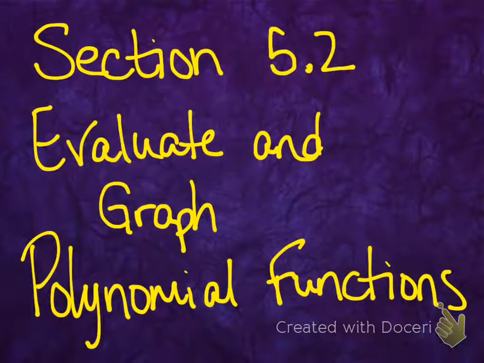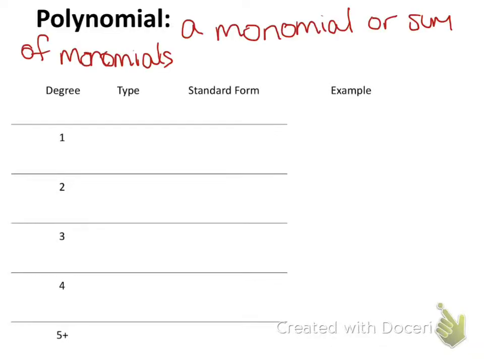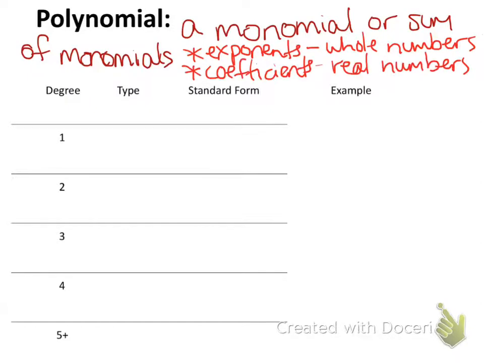Section 5.2, Evaluating and Graphing Polynomial Functions. So a polynomial is simply a monomial or a sum of monomials. So what's a monomial? Well, a monomial is what you would think of as just a term in a function or an expression. One thing that you need to keep in mind, though, for a polynomial is that the exponents must be whole numbers and the coefficients must be real numbers.